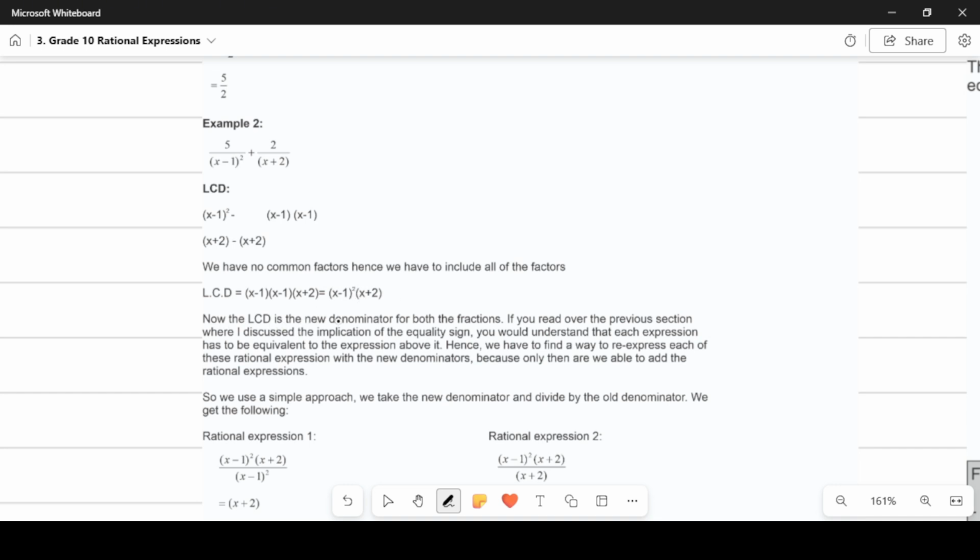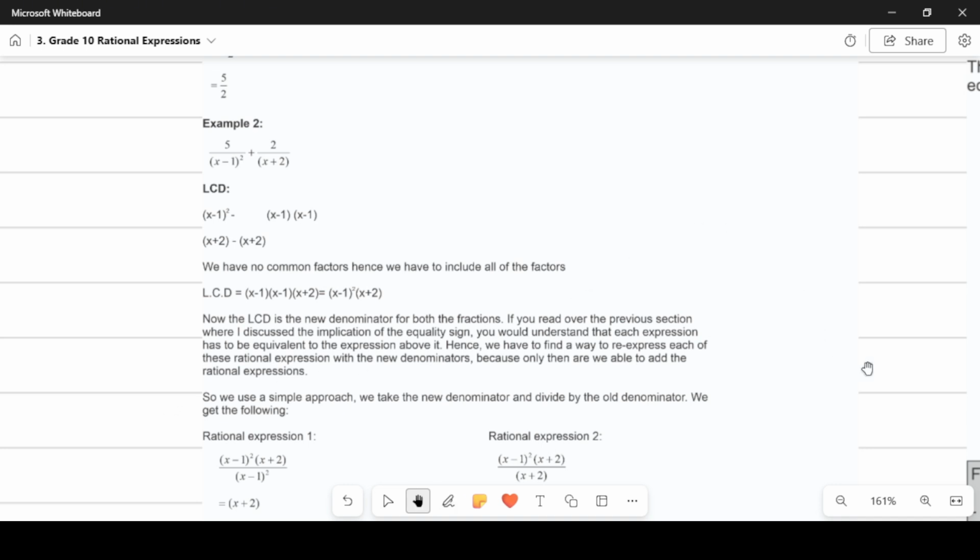Now the LCD is the new denominator for both the fractions. If you read over the previous section where I discussed the implication of the equality sign, you would understand that each expression has to be equivalent to the expression above it. We have to find a way to express each of these rational expressions with the new denominator, because only then are we able to add the rational expressions.